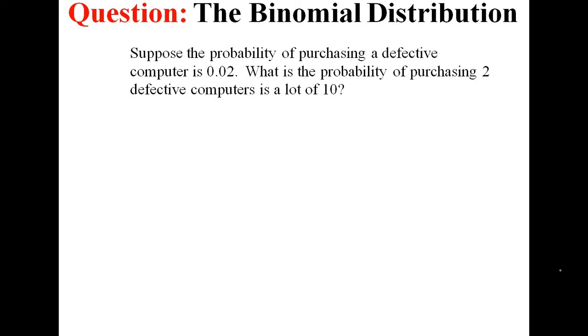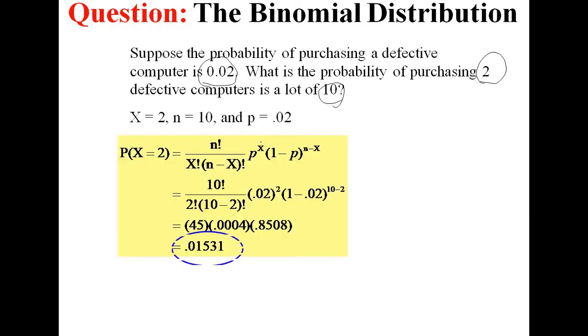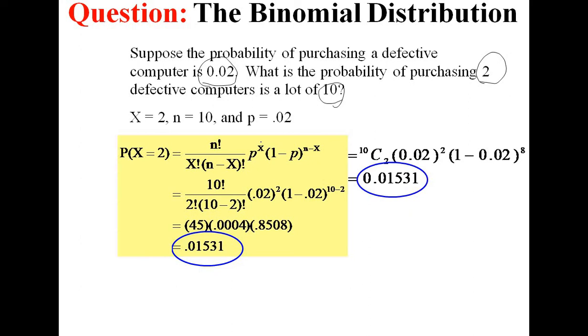Next example: suppose the probability of purchasing a defective computer is 0.02. What is the probability of purchasing 2 defective computers in a lot of 10? So x equals 2, n equals 10, probability equals 0.02. We just substitute n equal to 10, x equal to 2, p equal to 0.02, and we will obtain 0.1531.